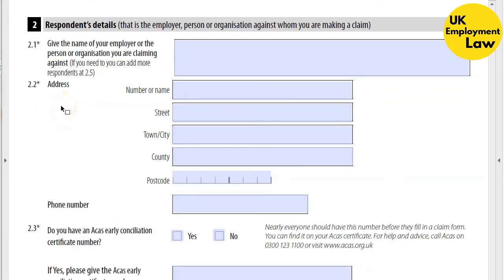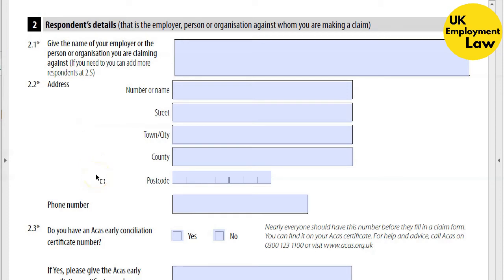Section 2 is about the respondent's details. Primary respondent is your employer that you have got claim, allegation, or complaint against. There could be individual respondents. Remember that, please. For example, managers, directors, which is discussed below. Please note, a lot of mistakes are made by the claimants in this section.